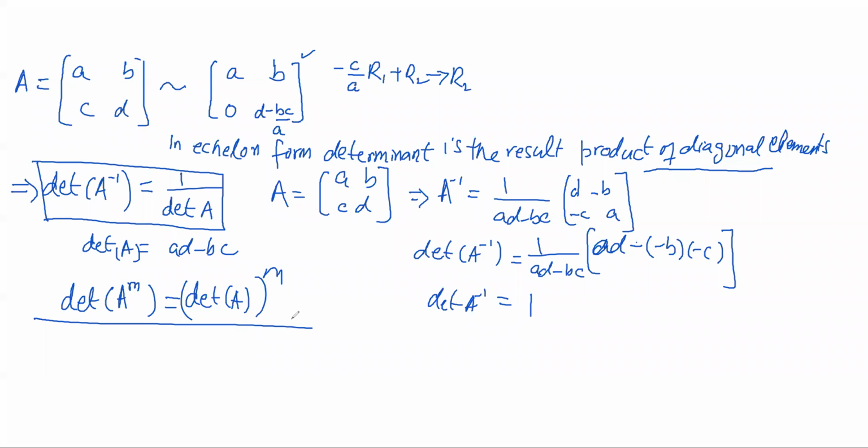Okay, so let's see some of the examples. For example, if we have the determinant of a matrix A: 2, 4, 1, minus 4. Easily we can find its determinant like 2 into minus 4 minus 4 into 1. So it is minus 8 minus 4, which is minus 12.